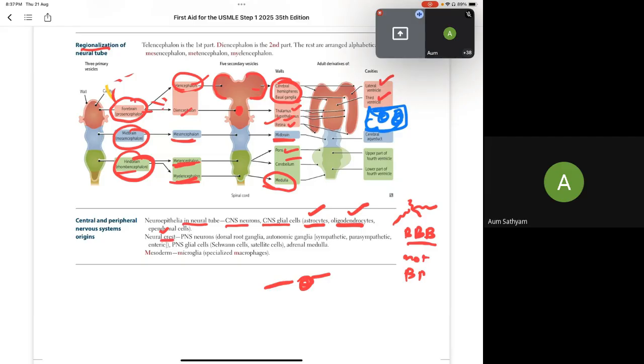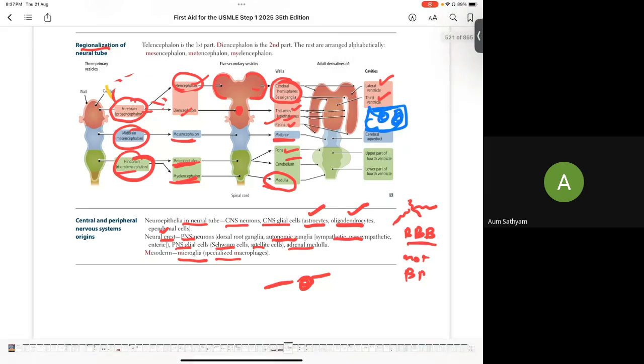We know that it would give rise to peripheral nervous neurons. If you guys remember the ganglion, I just already told you that, right? Autonomic ganglion, the sympathetic and parasympathetic, the TNS ganglia. So you have to memorize it, like Schwann cells, satellite cell, adrenal medulla, which is a big sympathetic kind of ganglion. The mesoderm are going to give rise to microglia, which are the macrophages of your central nervous system, right?